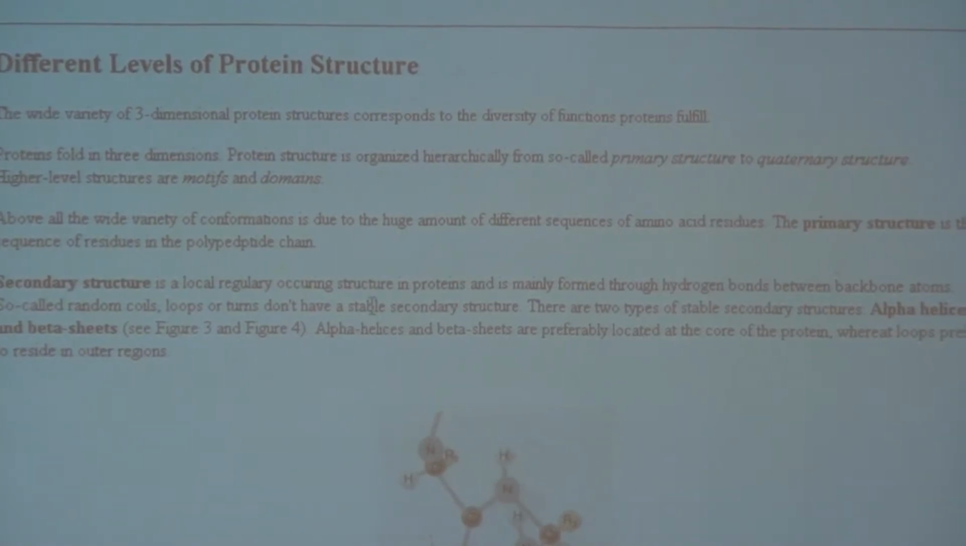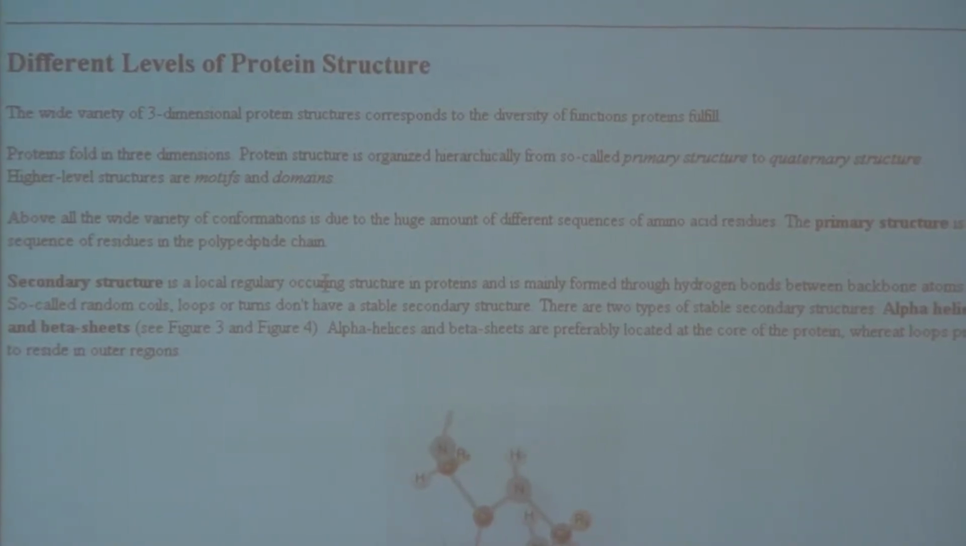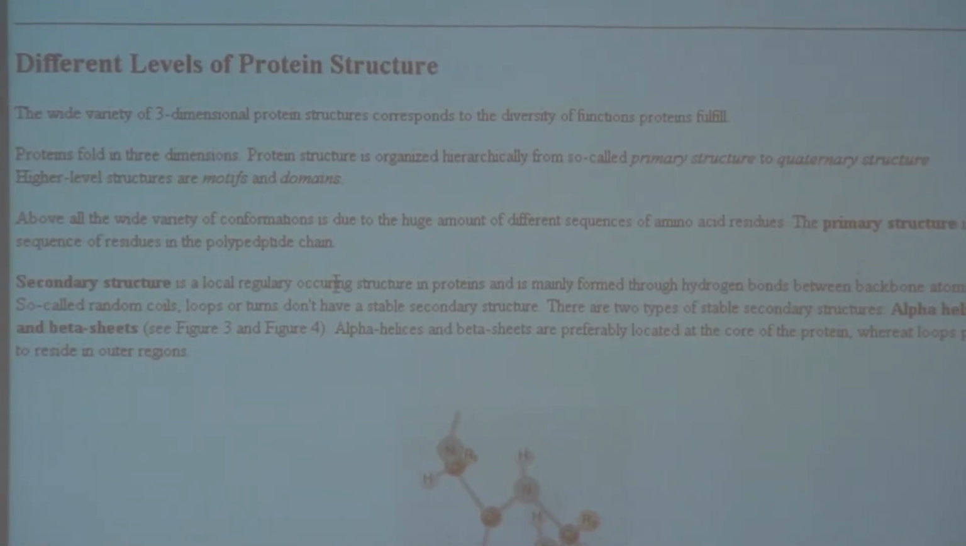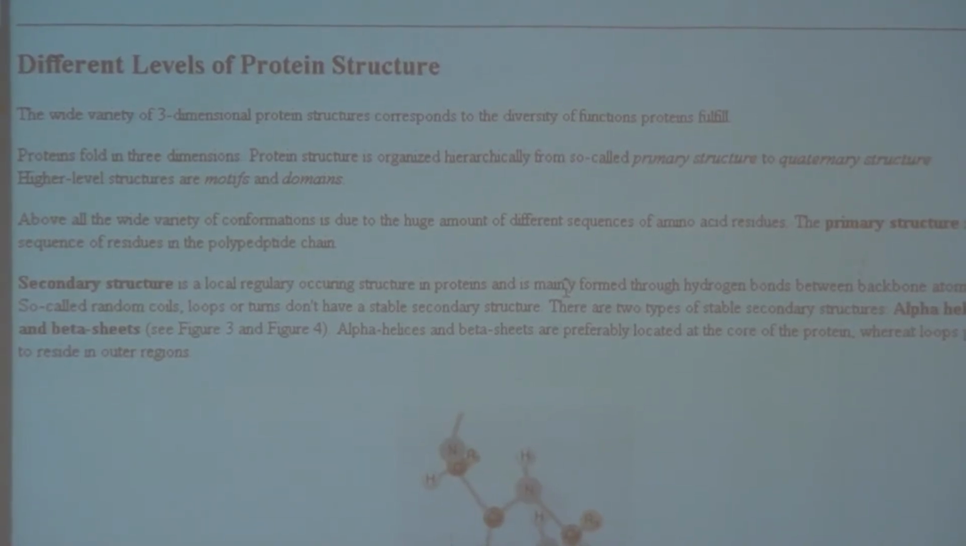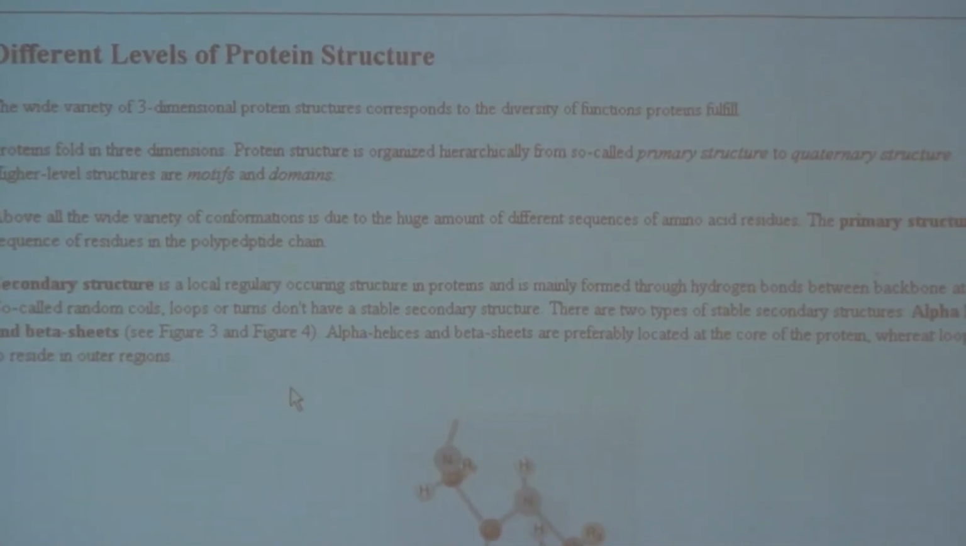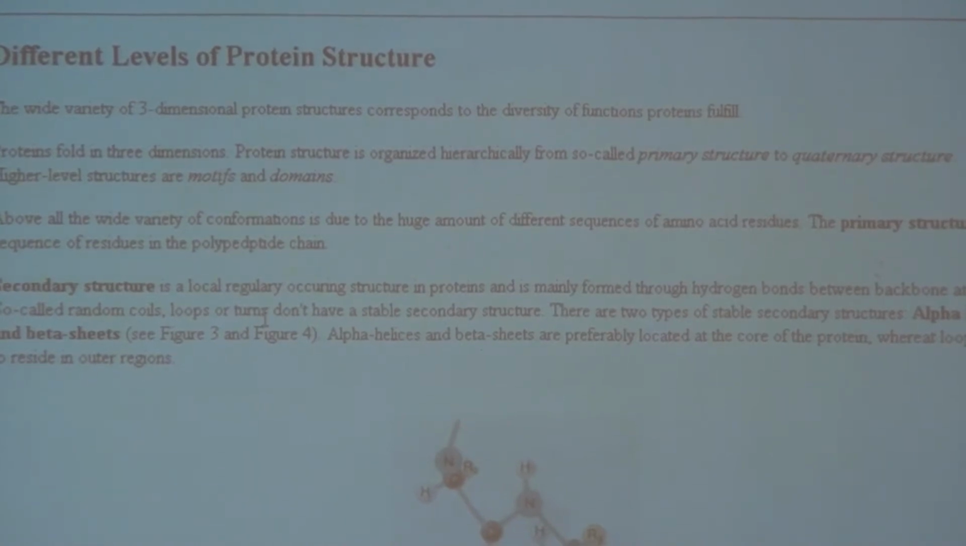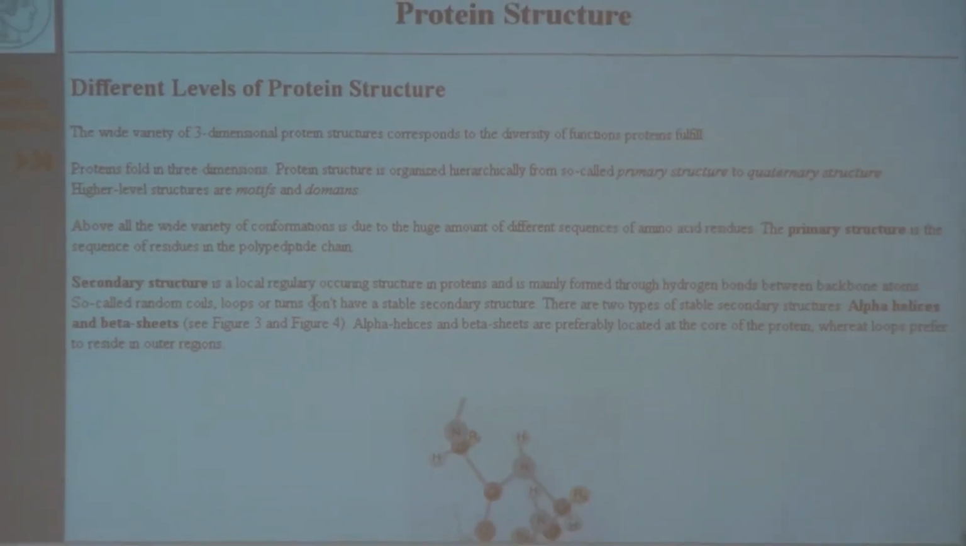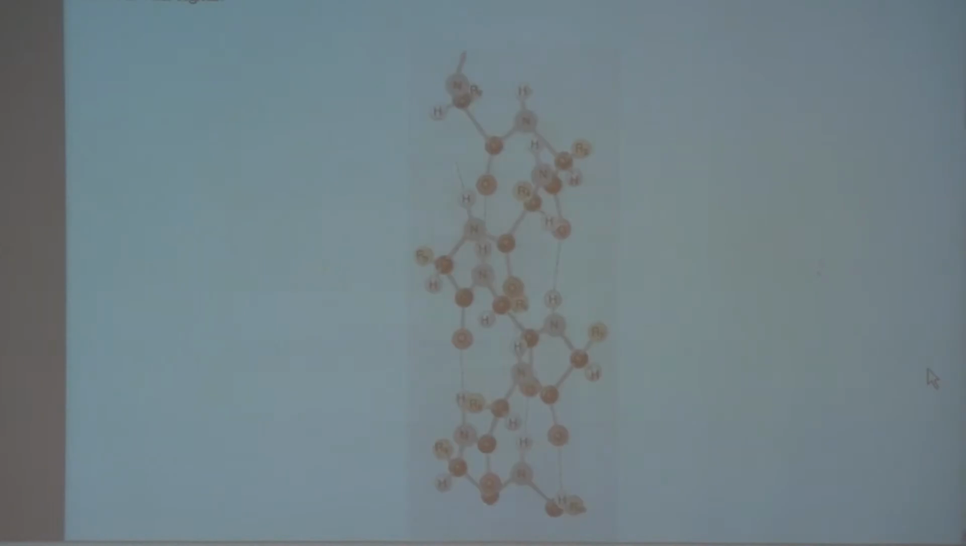Again, the primary structure is the sequence, or the order, in which those amino acids connect together in a protein. Secondary structure is a local, regularly occurring structure in proteins and is mainly formed from hydrogen bonds between backbone atoms. So-called random loops, coils, or turns don't have a stable secondary structure. There are two types of stable secondary structures, alpha helices and beta sheets. Here's an example of an alpha helix.